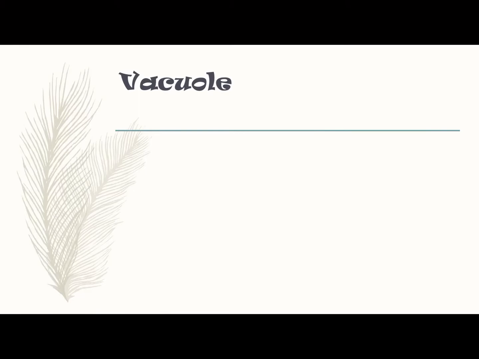Now, let's take a look at the vacuole. The vacuole is just a storage space. It stores glucose. If you don't know, glucose is like the plant's type of food that it makes.